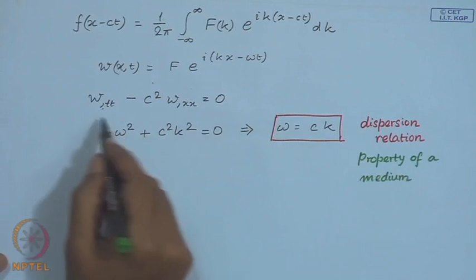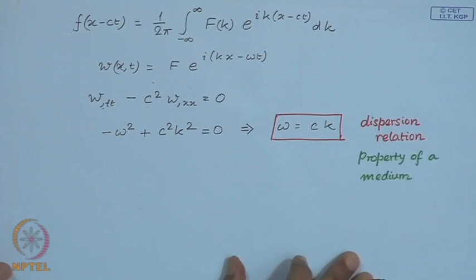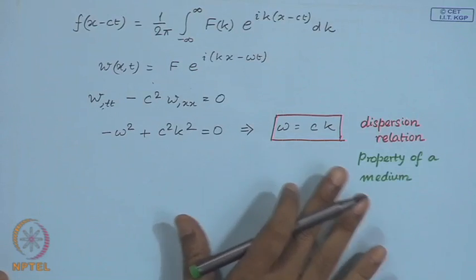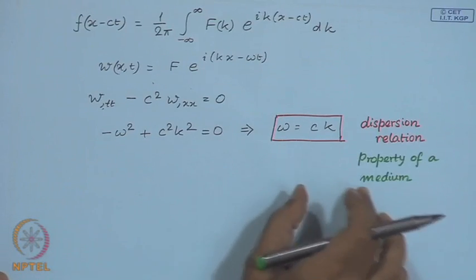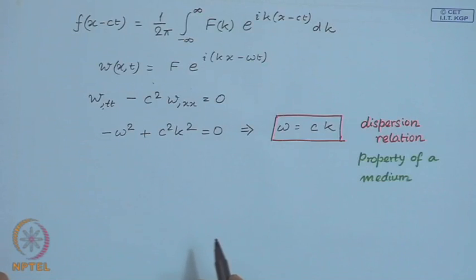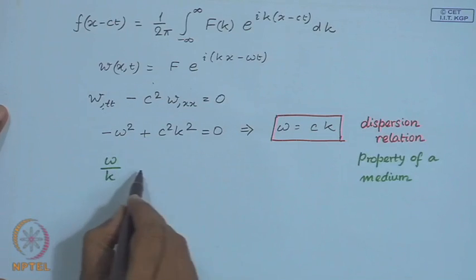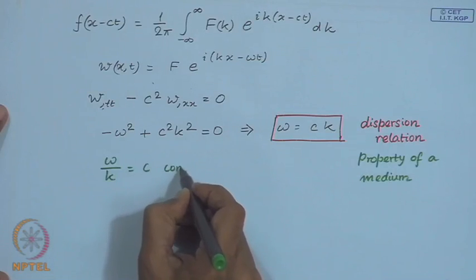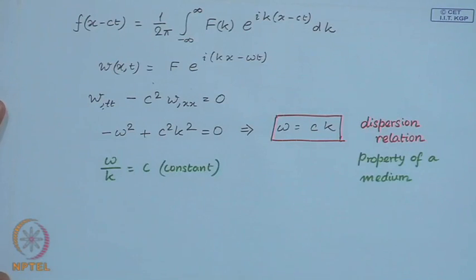Say for example, in the case of a string, this is the dispersion relation, but later on, when we will discuss beams, we will find that the dispersion relation is different. So, this dispersion relation characterizes a medium or a material. A dispersion relation which is such that omega over k is a constant, is not a function of k or omega, is known as a non-dispersive medium.